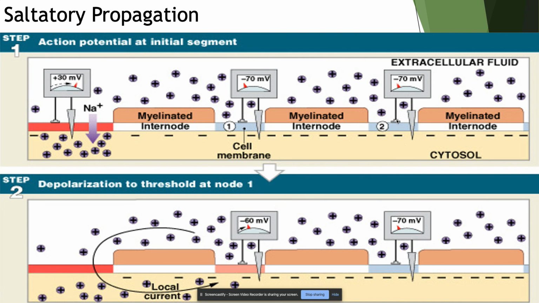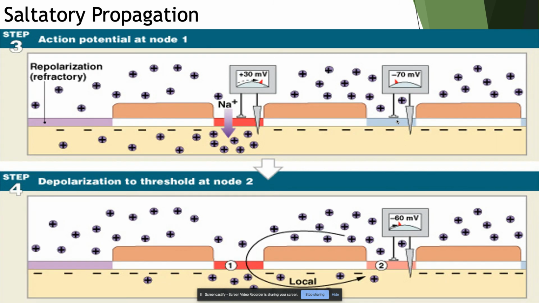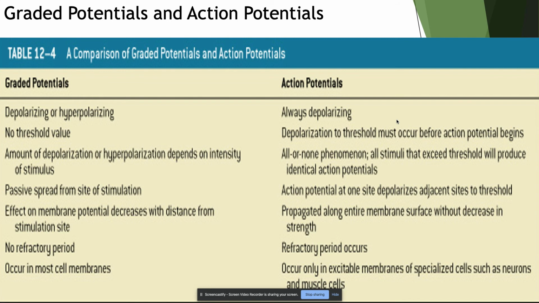And this just highlights some of the steps of saltatory propagation. Step 1, the action potential occurs at the initial segment. Step 2, depolarization to threshold. Step 3, the action potential at node 1. And then step 4, the depolarization to the node at step 2. This graphic just highlights some of the differences between graded potentials and action potentials.